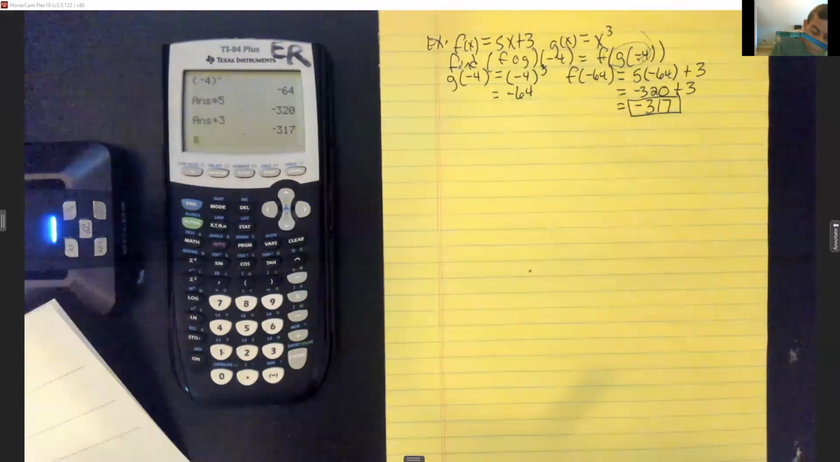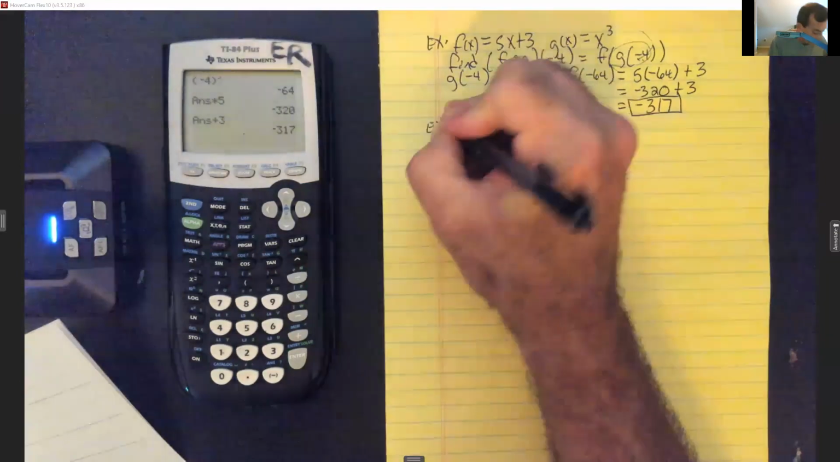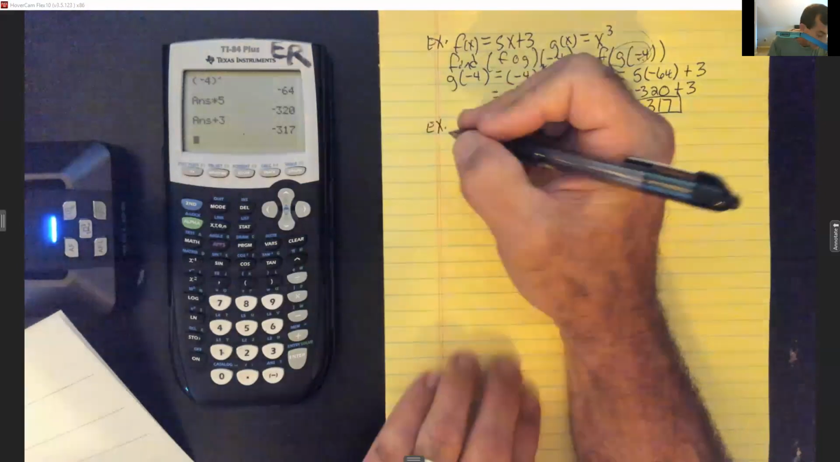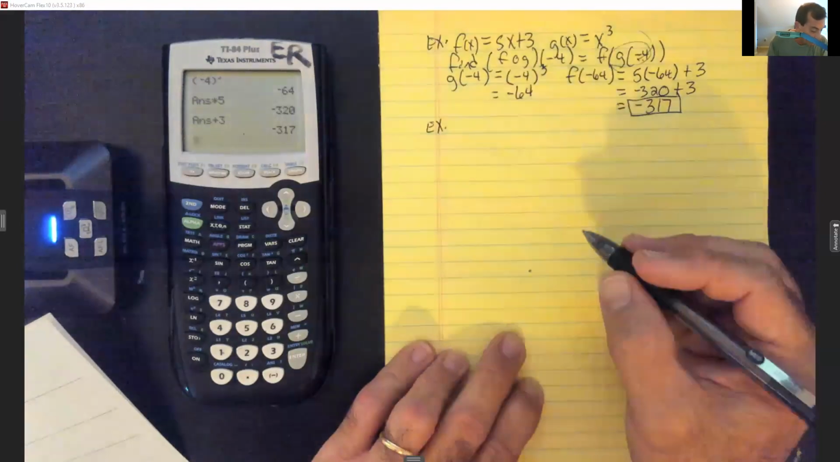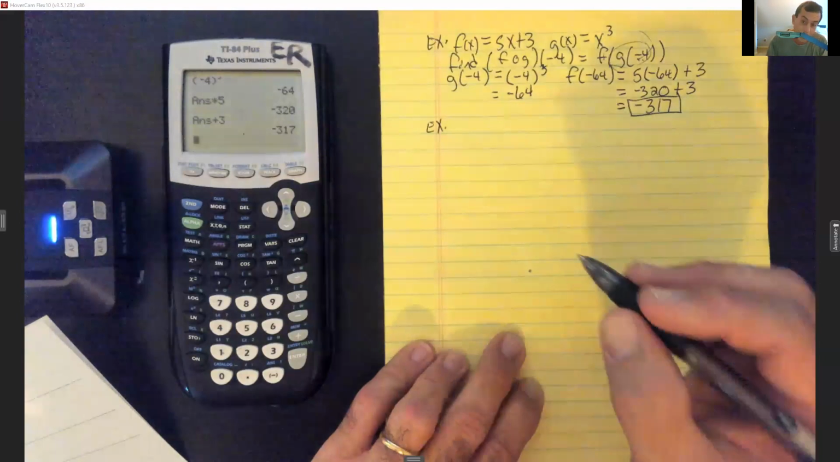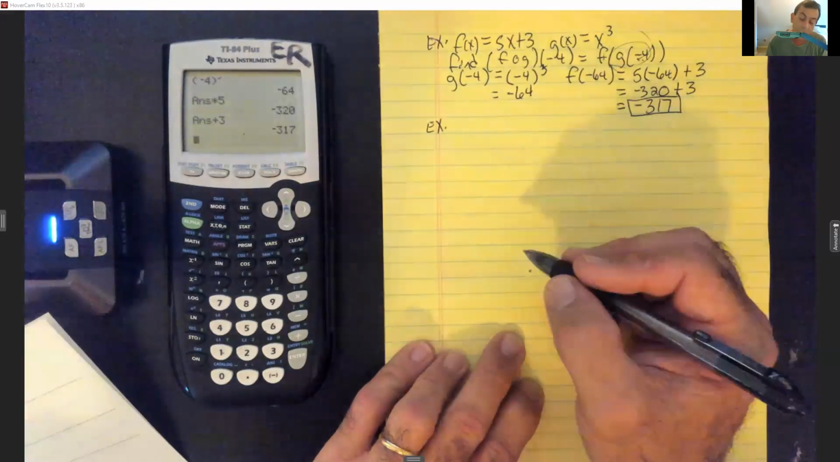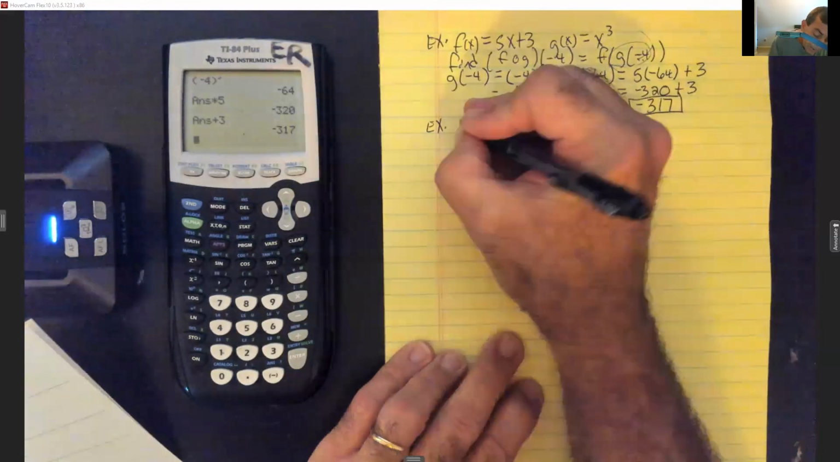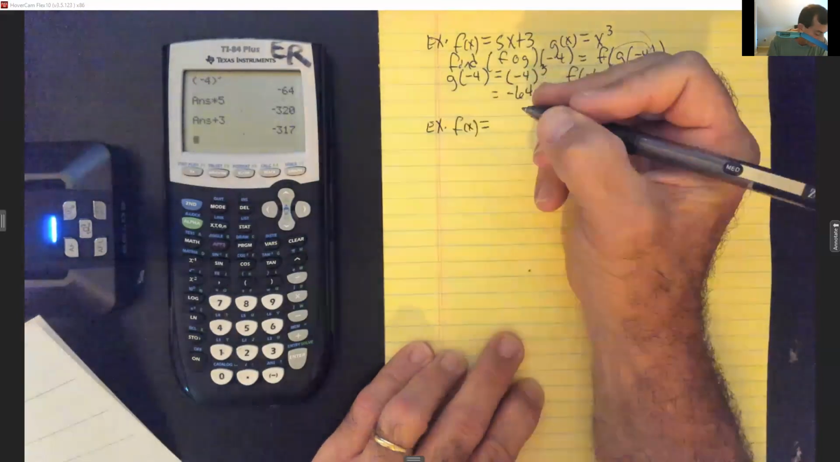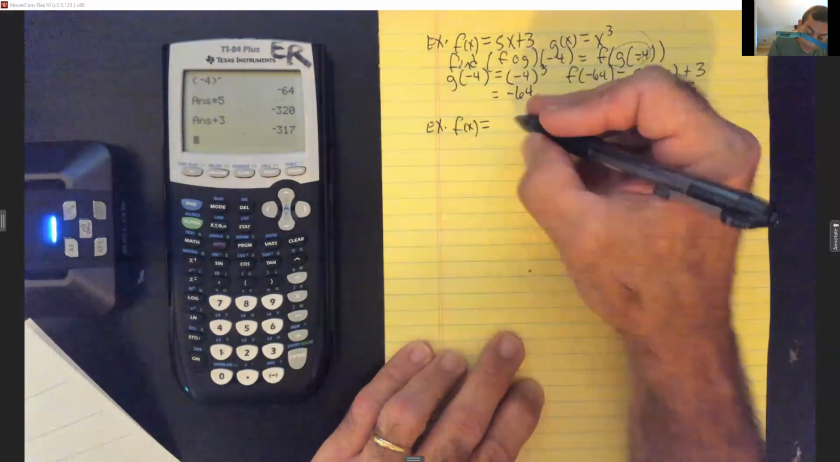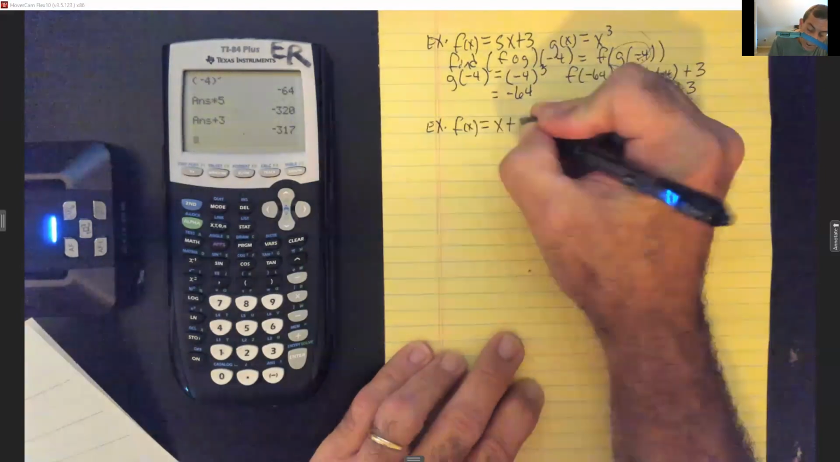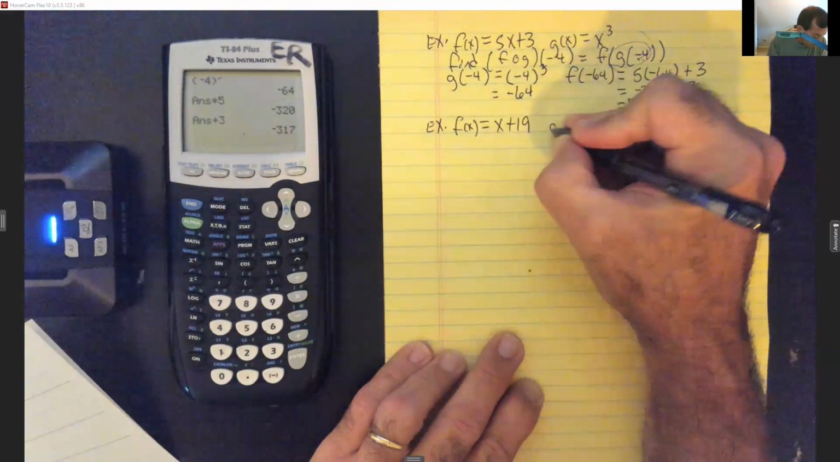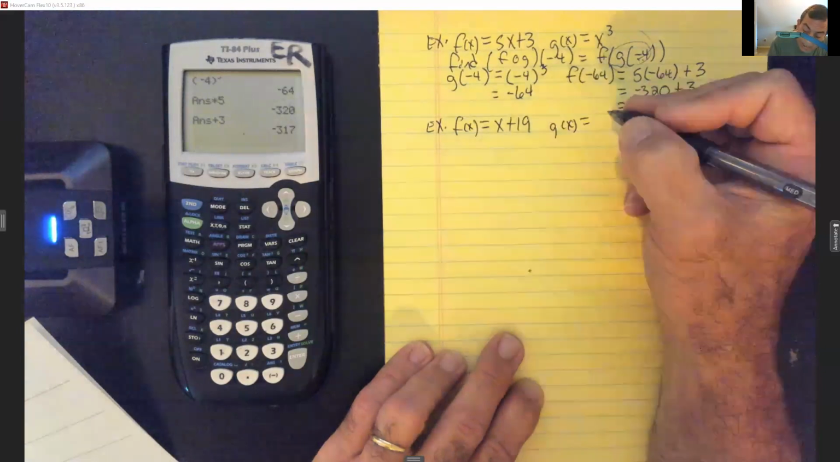Oh, look at this, number 4. We're going to find f of g, but then we're going to find g of f of x also, and then we're going to find the domain of each. So f of x equals, where you at? x plus 19. g of x equals x minus 19.